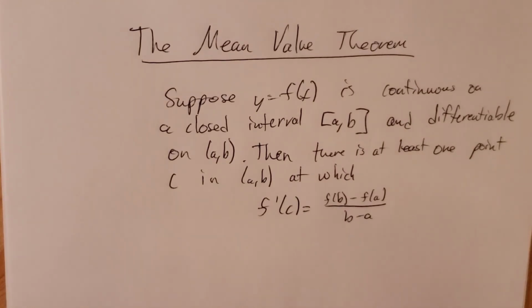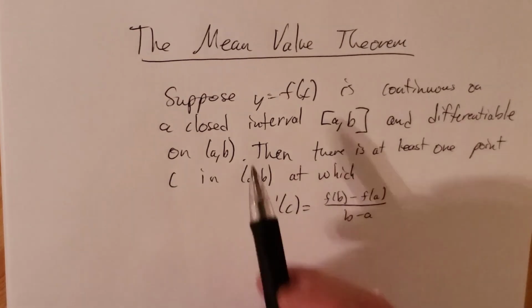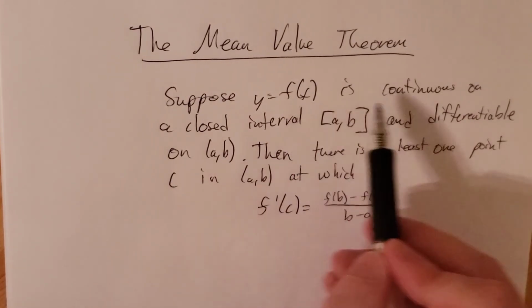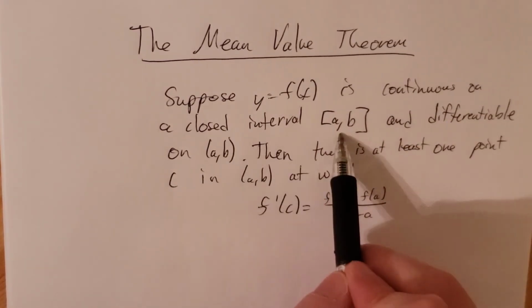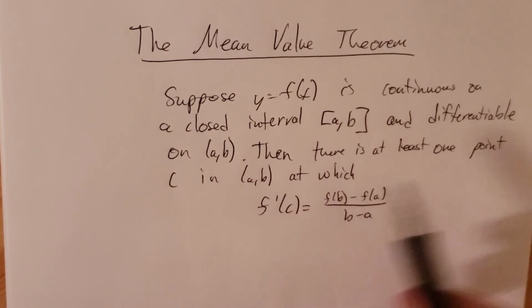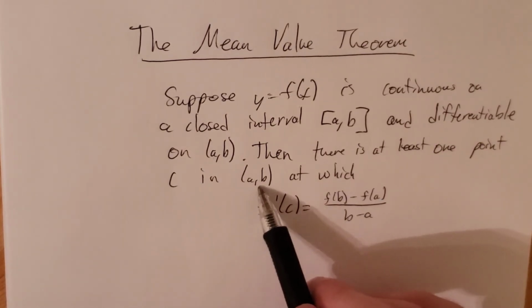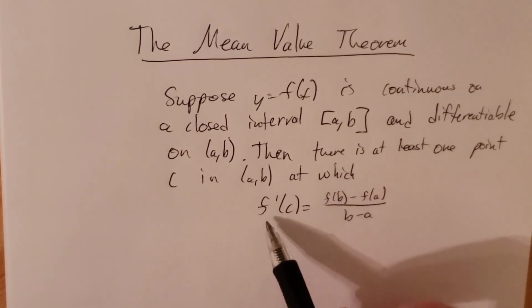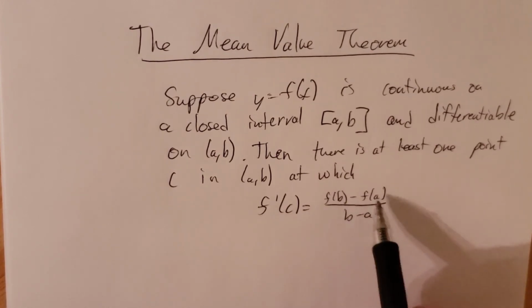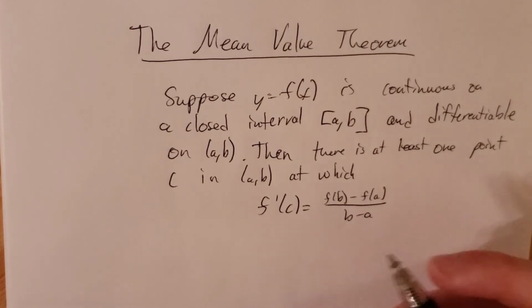In this video, we're going to discuss the mean value theorem. This will look very familiar because it is actually just a generalization of Rolle's theorem. So let's suppose that y is equal to f of x is continuous on a closed interval a to b and differentiable on the open interval a to b. Then there's at least one point c in a comma b at which the derivative is equal to the slope of the secant line between those points.